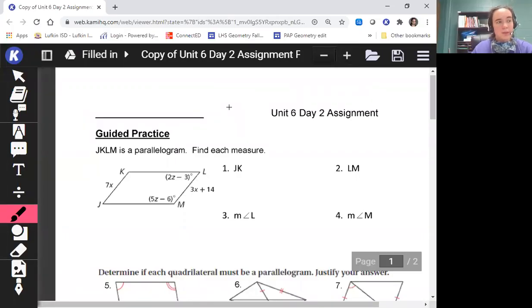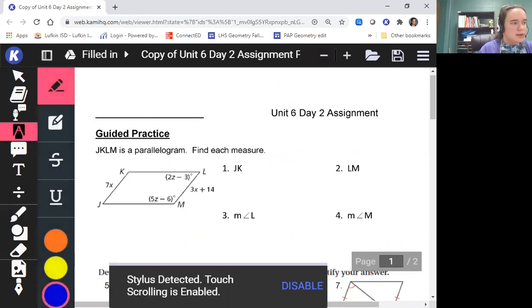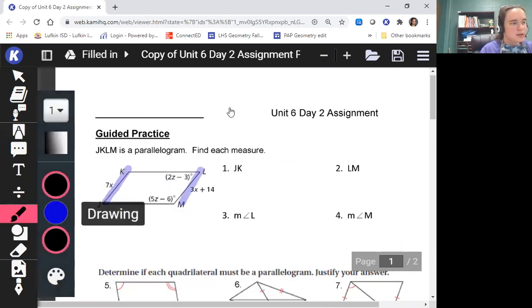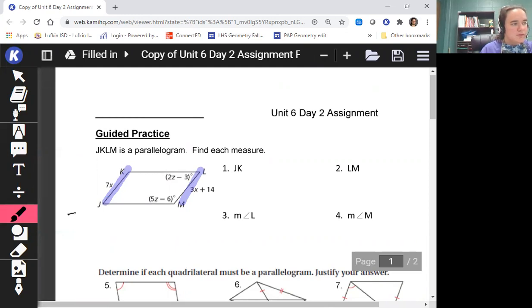Now we're going over the guided practice for parallelograms. So we're looking for JK. JK is this side, and that side is parallel with LM. So we can set those two equal to each other. 7x equals 3x plus 14.